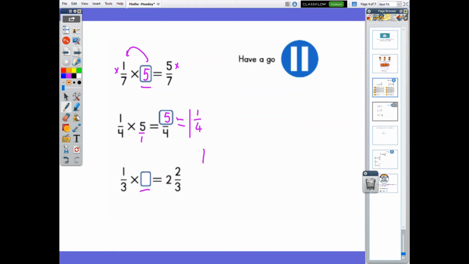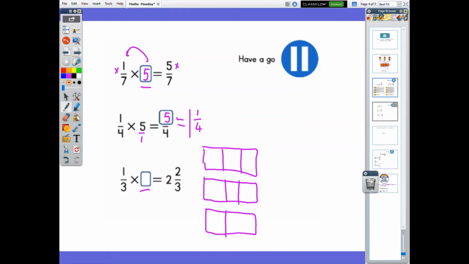So what I'm going to do to help me is I'm going to draw 3 bars. So I will show you why. So each bar needs to be split into thirds. Okay. So if I've got 2 wholes, I know that these can be completely shaded in. So 1 bar, 2 bar. So that's my 1 whole, my 2 wholes, okay? Then I need my 2/3. So I've got 1, 2. So my 2/3 are represented there.